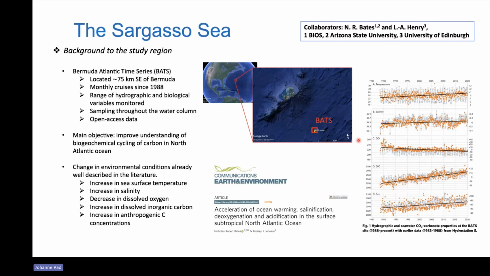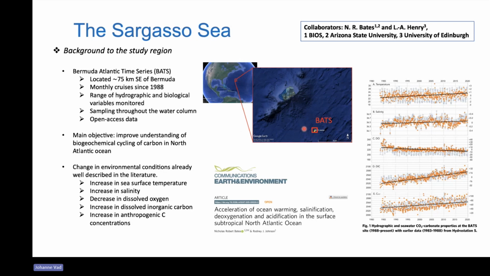For the Sargasso Sea, we actually use data from the Bermuda Atlantic Time Series, or BATS station, located about 75 kilometers to the southeast of Bermuda. The station has seen monthly cruises since 1988, which have measured a range of hydrographic and biological variables. The sampling happens throughout the water column, and the really great thing is that all of this data is open access. So any one of you could go onto the BATS website, download the data and analyze it.